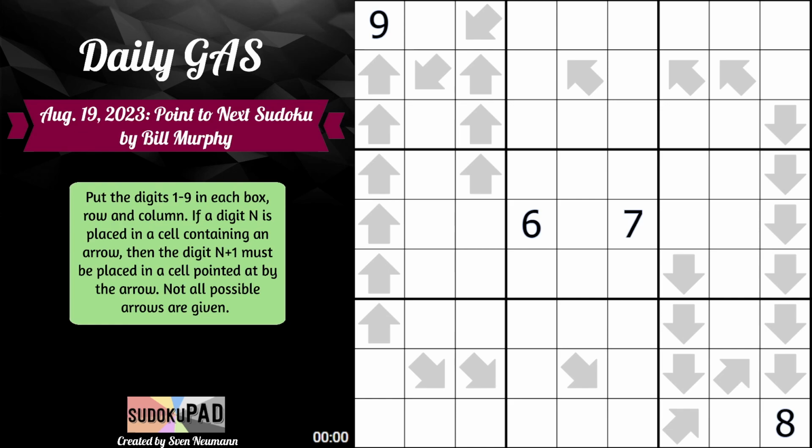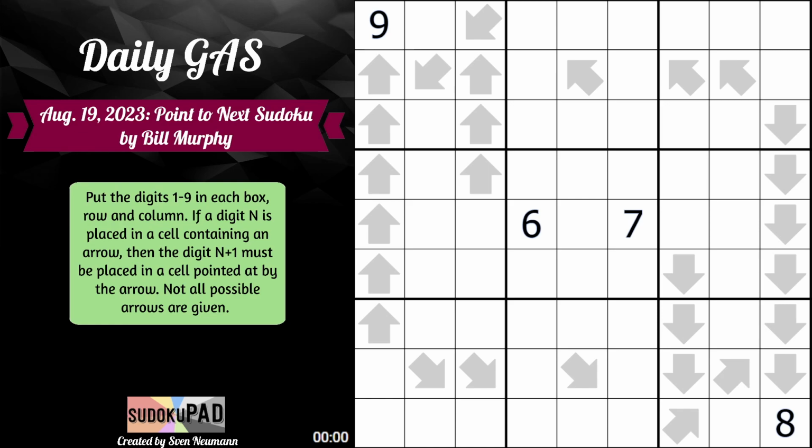Put the digits 1 to 9 in each box, row, and column. That's normal Sudoku rules apply for all those of you playing along at home. If a digit n is placed in a cell containing an arrow, then the digit n plus 1 must be placed in a cell pointed at by the arrow. Not all possible arrows are given.